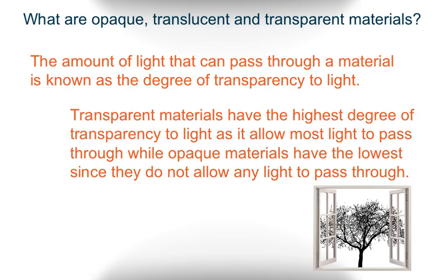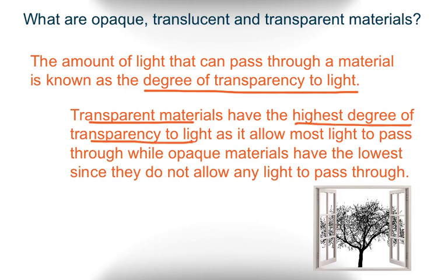And the amount of light that can pass through a material is called the degree of transparency to light. Transparent materials have the highest degree of transparency to light because they allow most light to pass through, and opaque materials have the lowest transparency to light because they do not allow any light to pass through.